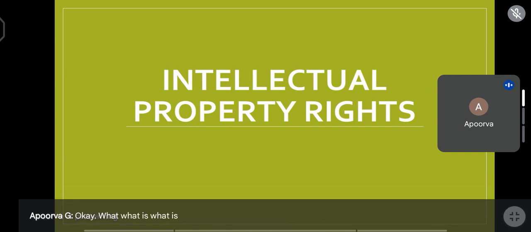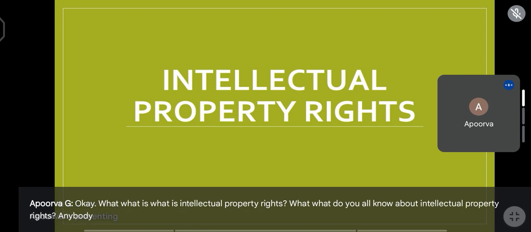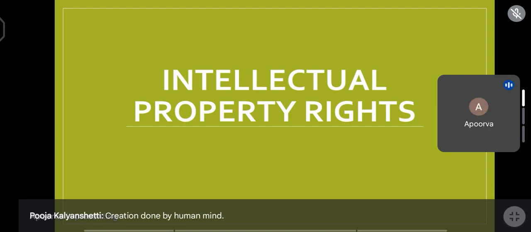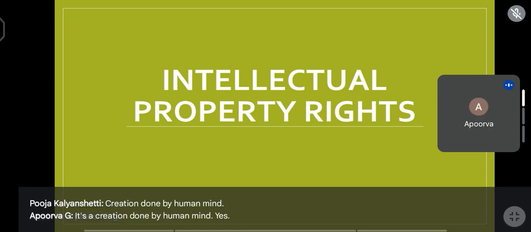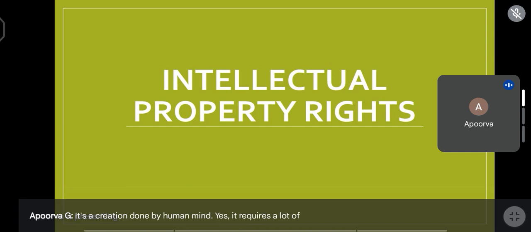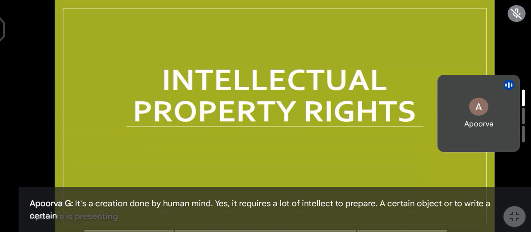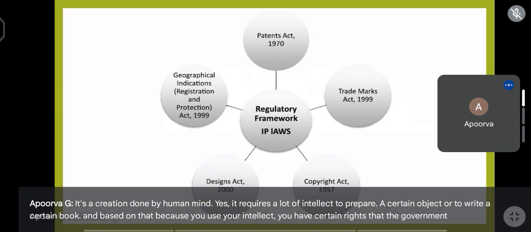What is intellectual property rights? What do you all know about intellectual property rights? Anybody? Done by the human mind. It's a creation done by the human mind. Yes, it requires a lot of intellect to prepare a certain object or to write a certain book. And based on that, because you use your intellect, you have certain rights that the government gives you.